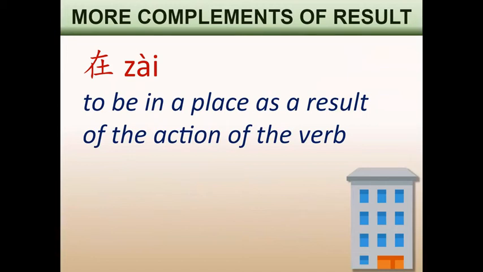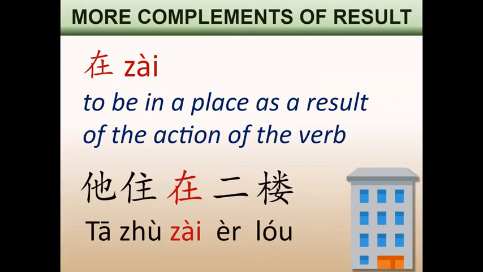在, this is very interesting, to be in a place as a result of the action of the verb. And this is the most common example. 他住在2楼. He lives on the 2nd floor. Okay, so this 在 here has to do with this 住 verb. Okay, so as a result of this 住, of living here, he, in this case, is on the 2nd floor. Okay, so complement of result.